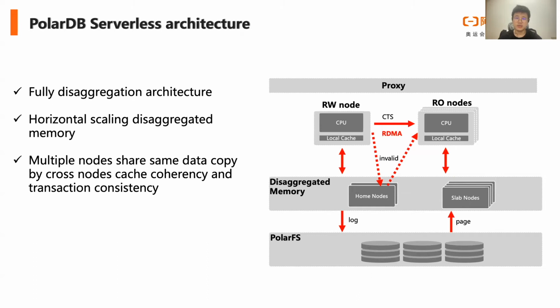Secondly, because of the disaggregated architecture, memory can support horizontal scaling across physical machines independent from the CPU. And finally, based on the disaggregated memory's feature of cross-node cache coherency and transaction consistency, multiple nodes can share the same data copy in the disaggregated memory. This can help us overcome the redundant in-memory copy limitation in the former architecture and make the access of the RO node state strongly consistent with the RW node.